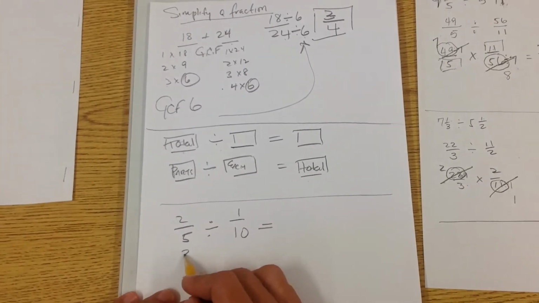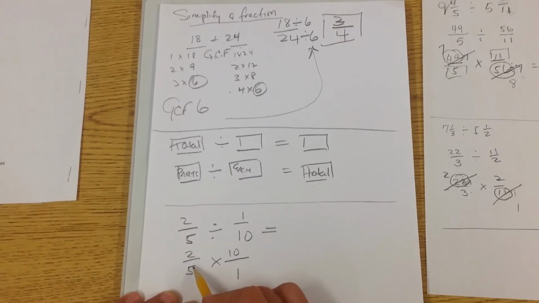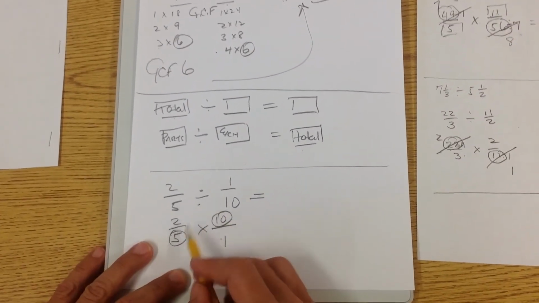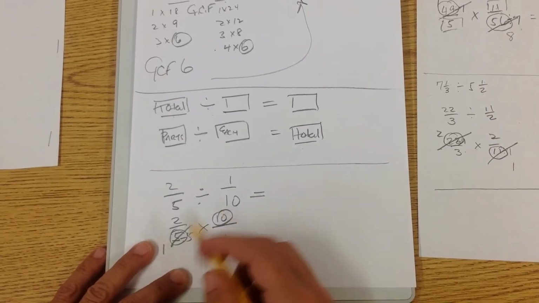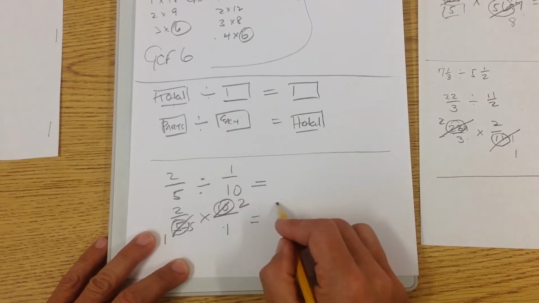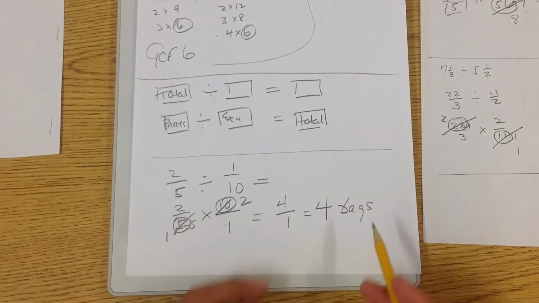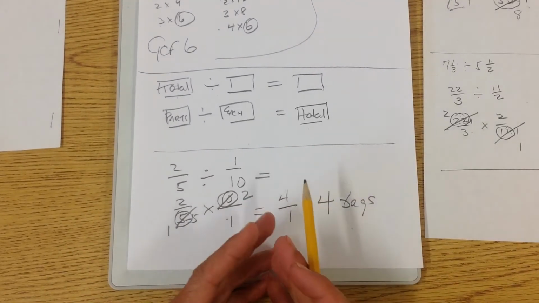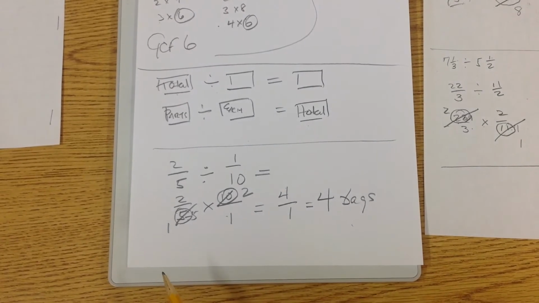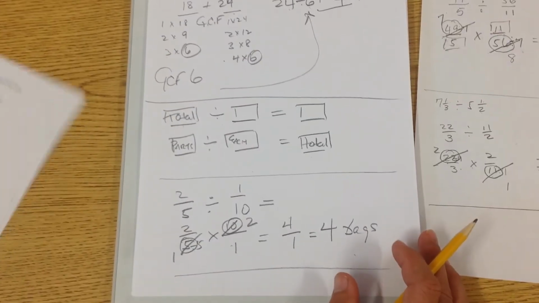So I'm going to keep, change, and flip. The 2 and 1 is already simplified. The 5 and 10, 5 goes into 5 once. 10 divided by 5 is twice, and I get 4 over 1, or I get 4 bags. So I can have 4 bags of trail mix, 1/10 of a pound each, and that'll give you 2/5 of a pound. So let's look at another problem.